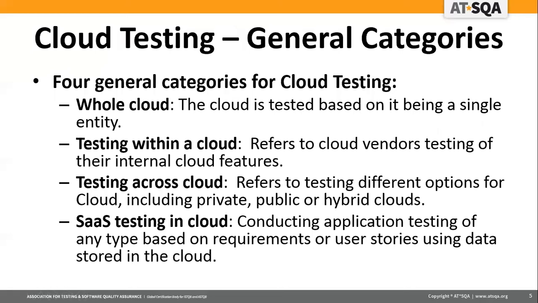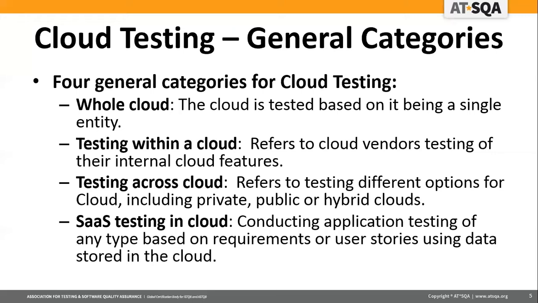There are 4 types of cloud testing categories in general. There's the whole cloud, where you're testing based on a single entity, or that single entity is the whole cloud, and there's no interactions with other cloud types. Testing within a cloud, this is done by cloud vendors themselves, so their QA teams would be testing their internal cloud features.